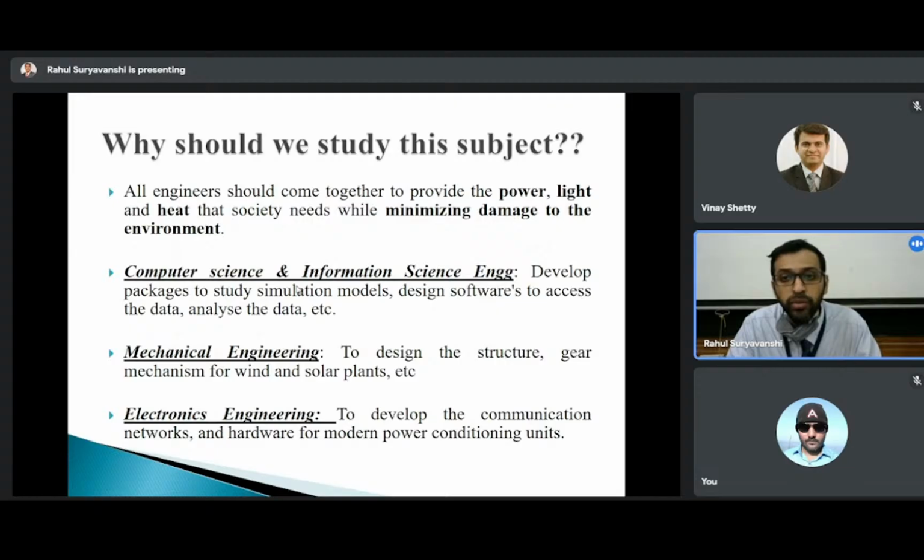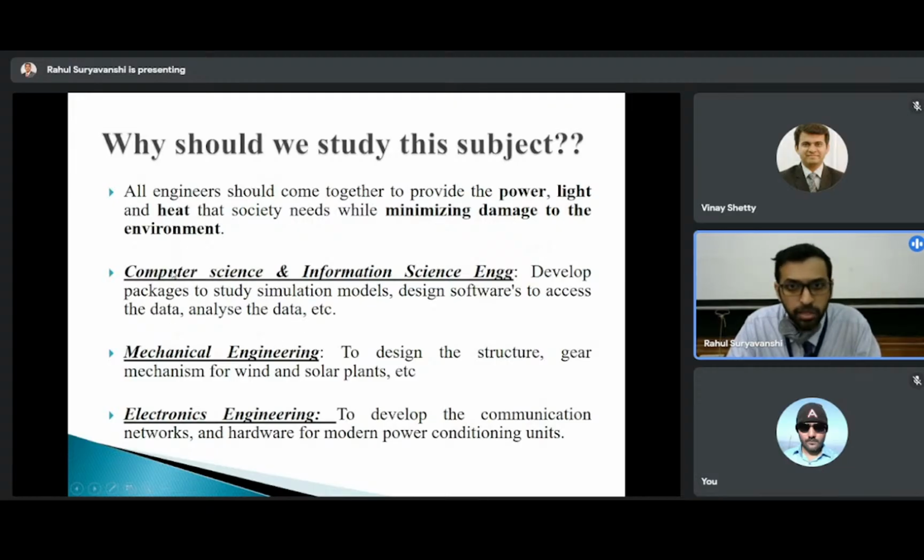Okay, and we will try to minimize the damage which is occurring now because of various other types of sources. For example, thermal produces a large amount of pollution. So how can we reduce that? If we can increase the renewable, we can reduce the dependency on the thermal. So there are different concepts which will be there. So let us see one by one how these various departments can contribute towards the renewable energy sector.